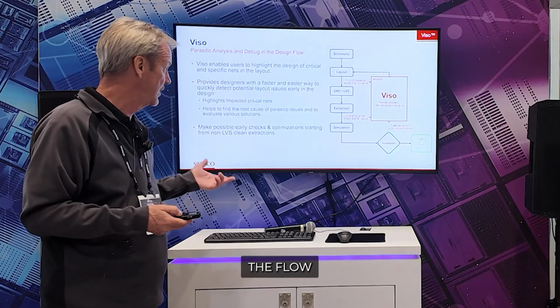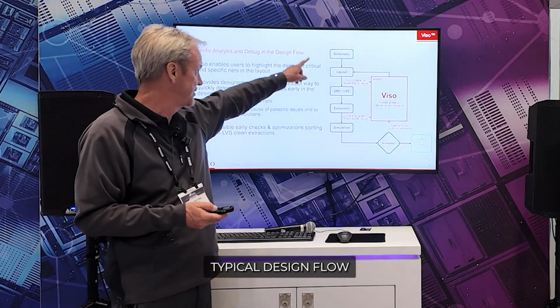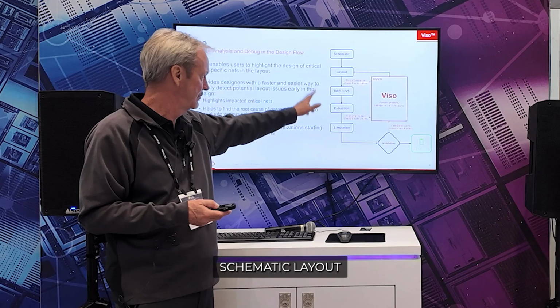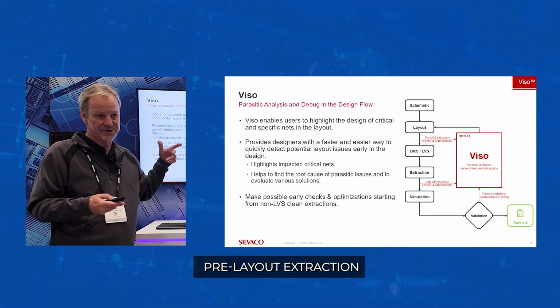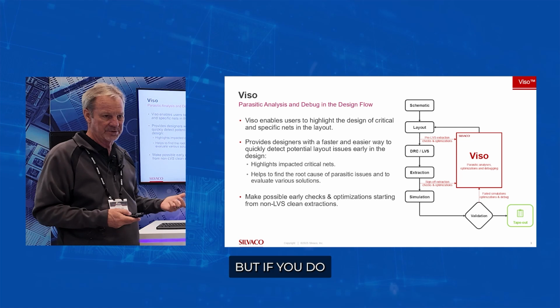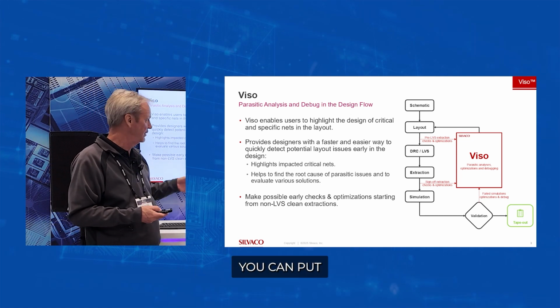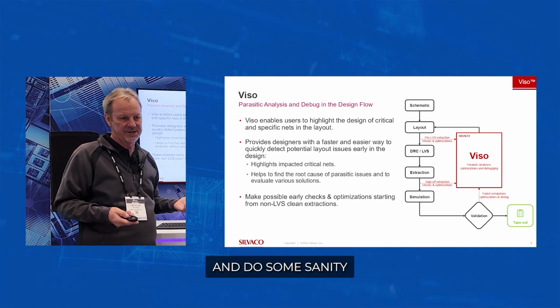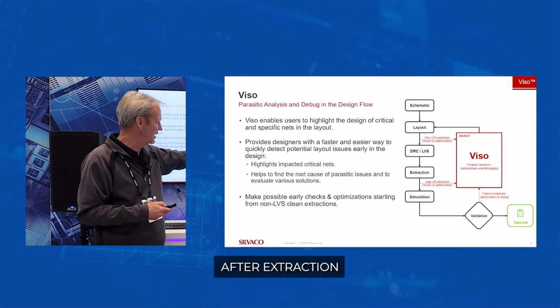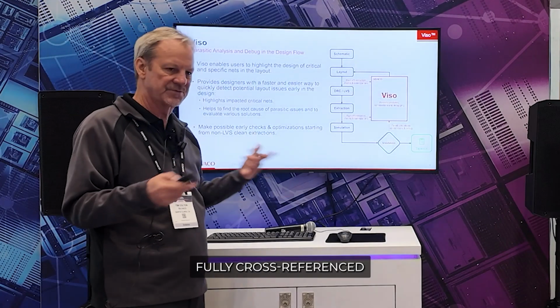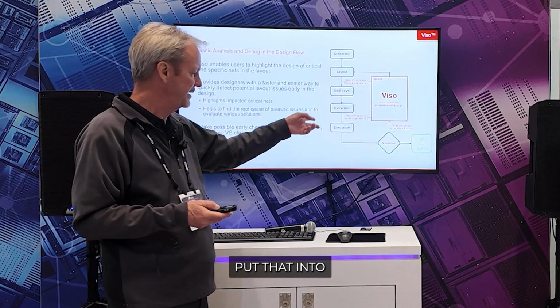And how it's used in the flow: in the typical design flow, we have a schematic and layout. After layout, if you're doing pre-LVS extraction, and not a lot of people do that, you can put that into Viso and do some sanity checking like opens and dangling nets. But most people use it after extraction, where the netlist is fully cross-referenced with the schematic.